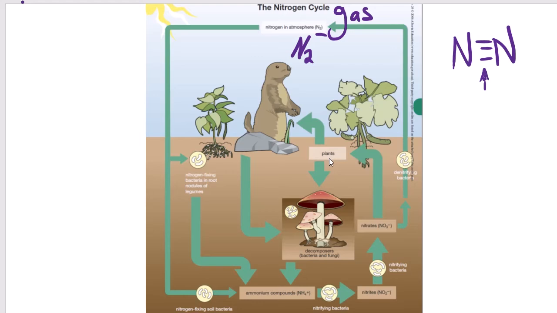So if you're a plant, you need nitrogen. If you're an animal, you need nitrogen. You need nitrogen to build your proteins. Nitrogen is a key ingredient in DNA, so you need nitrogen. It's harder for you to get.